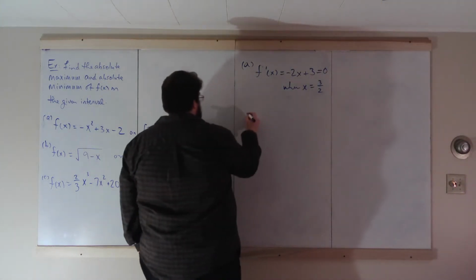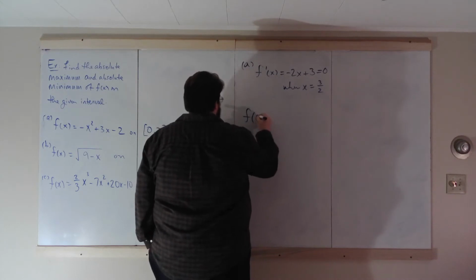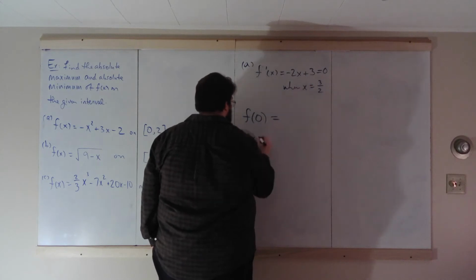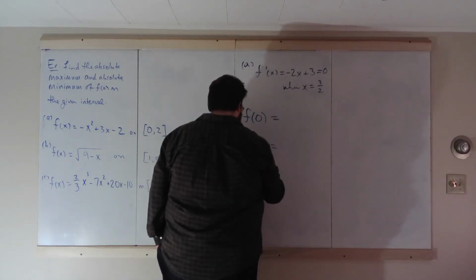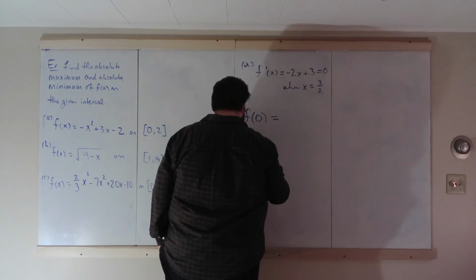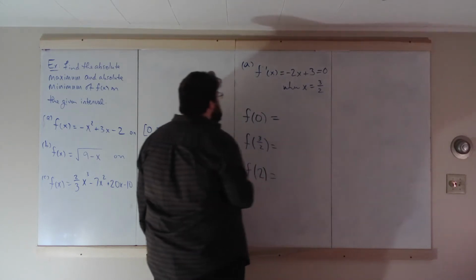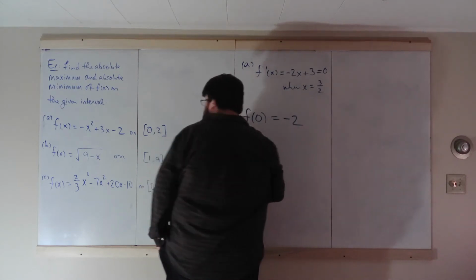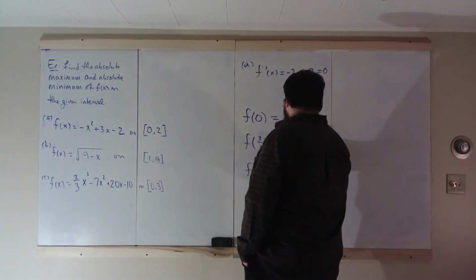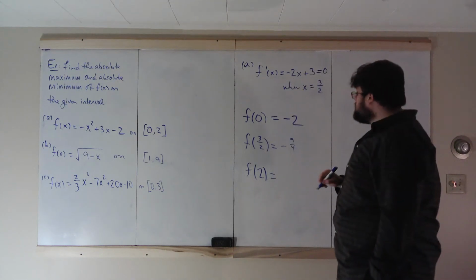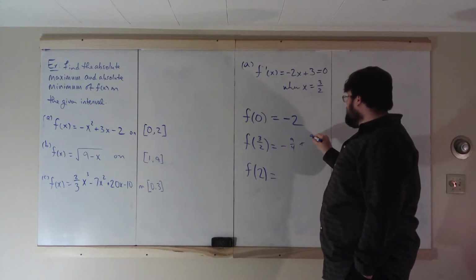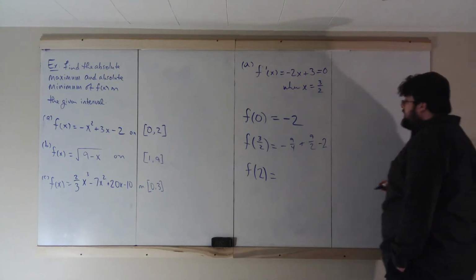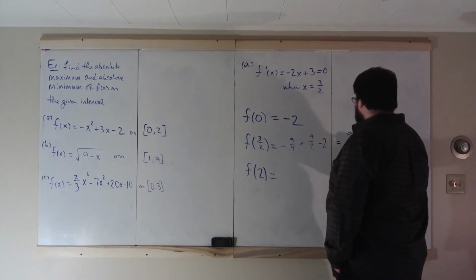And I like to list them like this in order. So we have the interval 0 to 2, so I like to do f of 0 equals, f of 3 halves equals, and f of 2 equals. What's f of 0? Negative 2. What's f of 3 halves? Well, we have negative 9 fourths, 3 halves squared is 9 fourths, plus 3 times 3 halves, 9 halves, minus 2. 9 halves minus 9 fourths is 9 fourths.